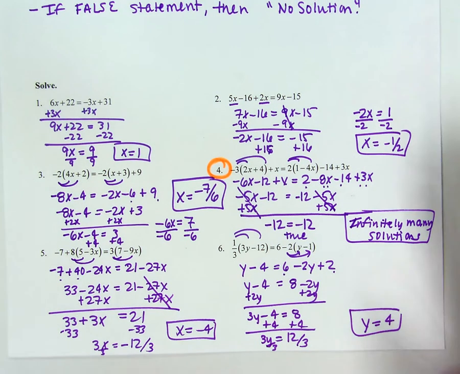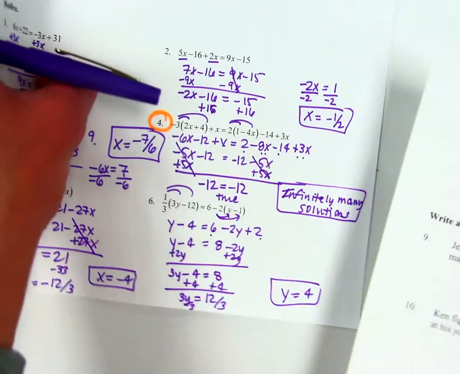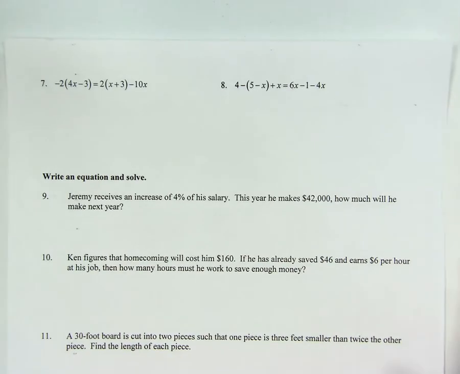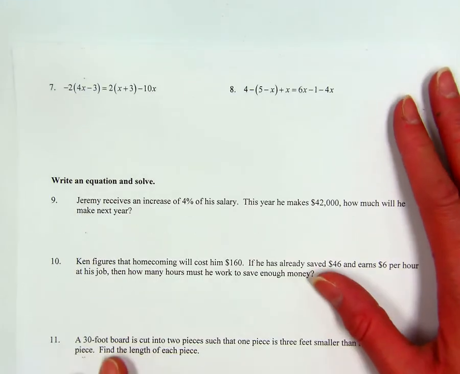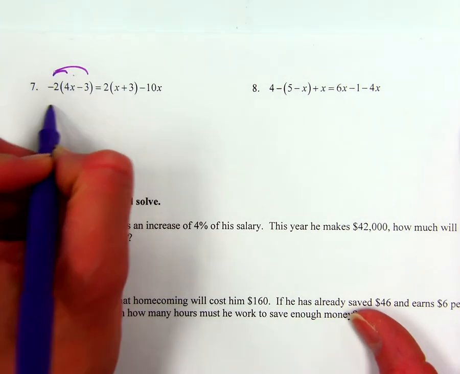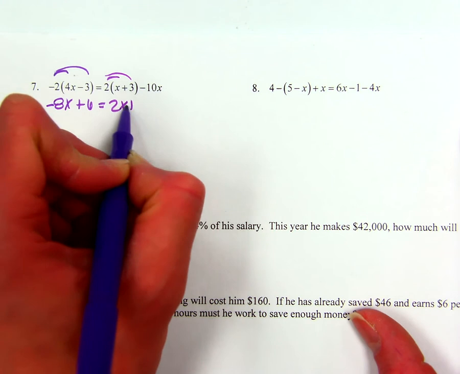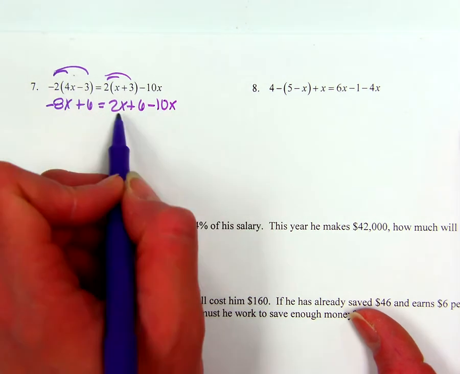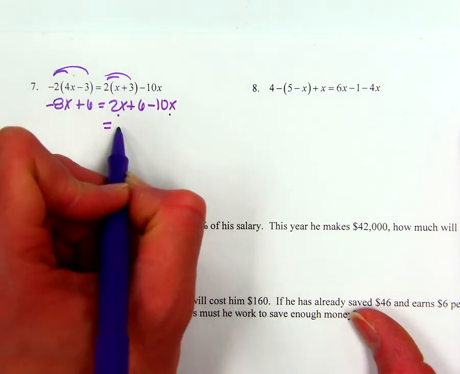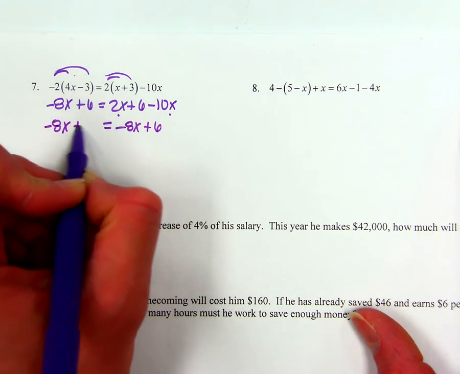All right, so flip over to the back. All right, number 7. We're going to distribute first. Okay, so we have negative 8x plus 6 equals 2x plus 6 minus 10x. I have like terms over here, so 2 minus 10 is negative 8x plus 6 equals negative 8x plus 6.